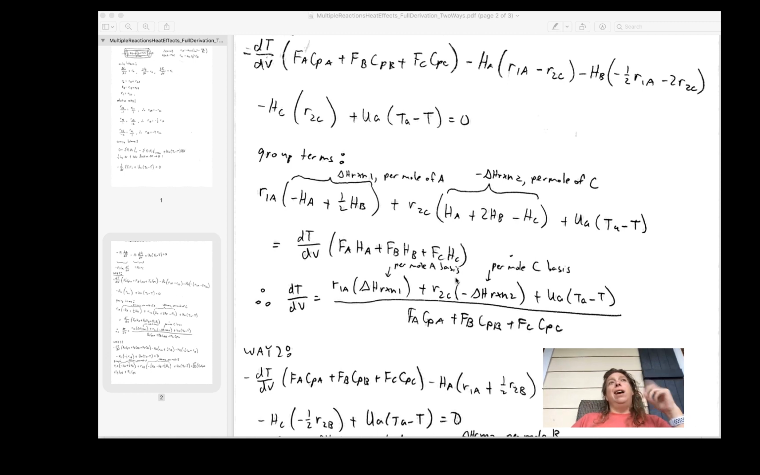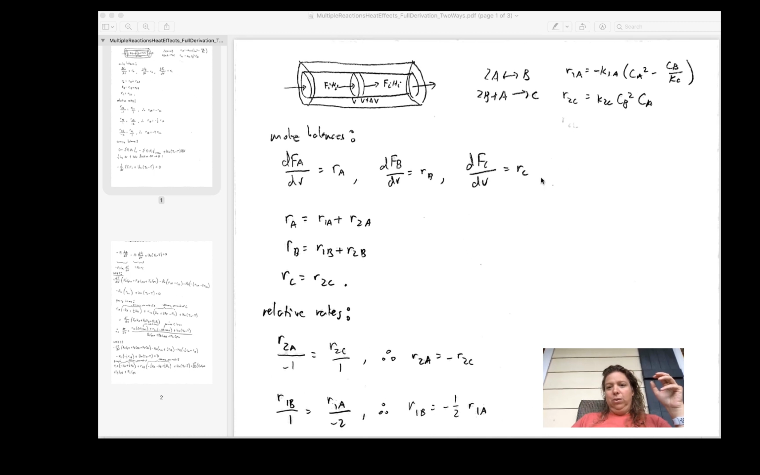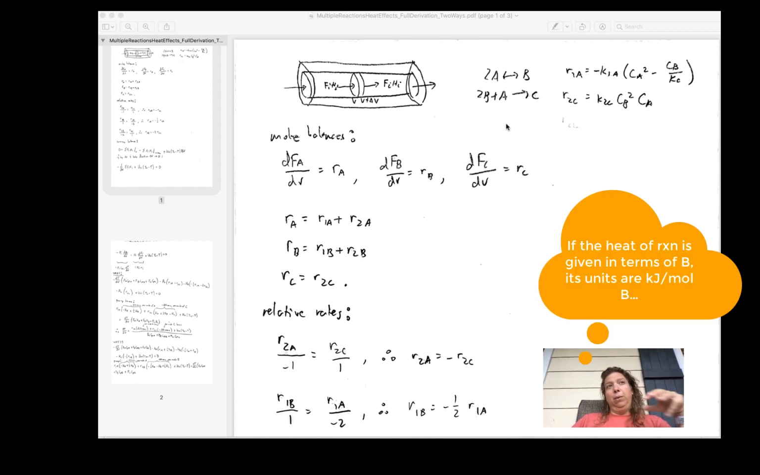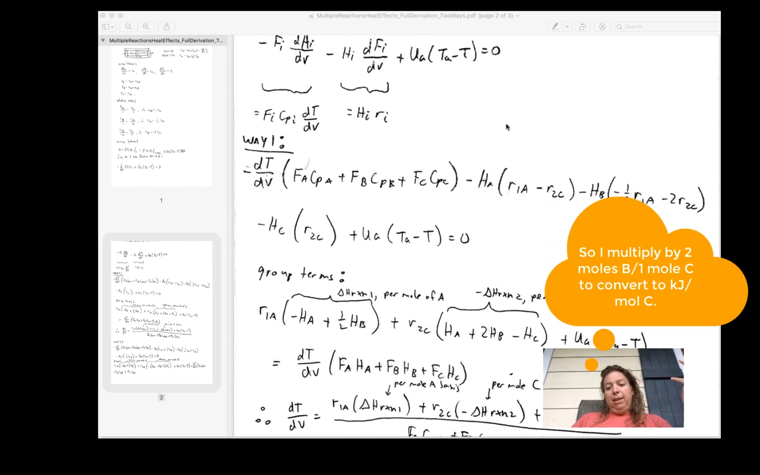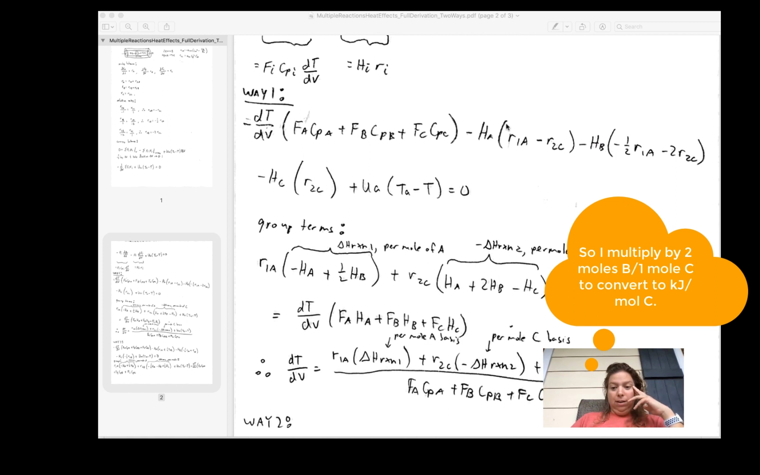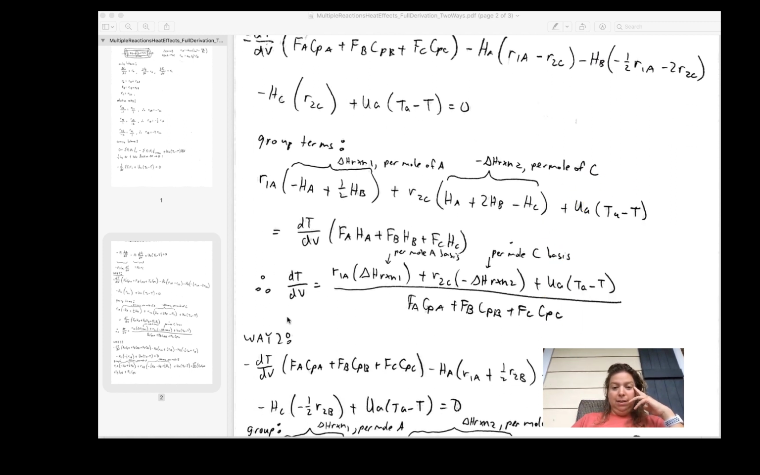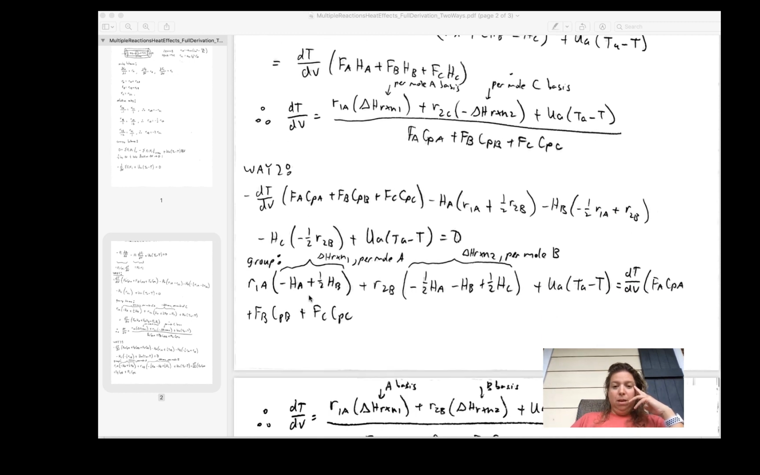The heat of reaction that I'm given is in terms of B. So going back to this reaction, I have 1 mole of C for every 2 moles of B, so the way I would do that would be to multiply by the factor of 2 divided by 1. That's going to give me the heat of reaction per mole of C. And if you look in the Python solution, that's what I've done there. But basically this is the expression I get in this first method of derivation.